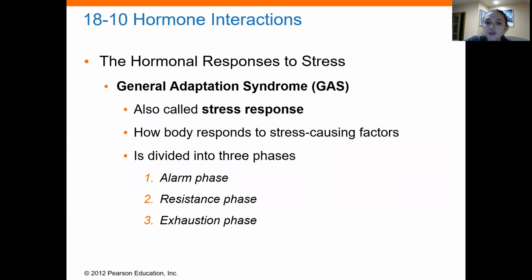The hormonal responses to stress. First of all, it is the general adaptation syndrome, also called the stress response. How the body responds to stress-causing factors is divided into three phases: the alarm phase, the resistance phase, and the exhaustion phase.